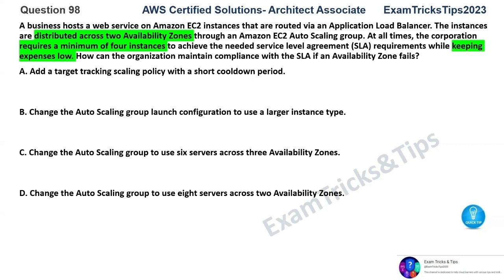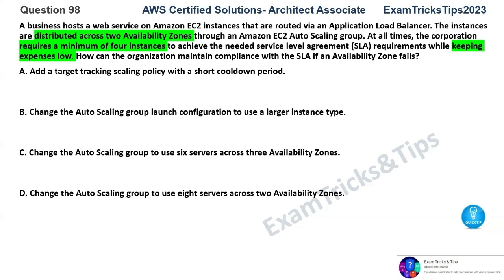And if we have to choose between these two options with the cost effectiveness aspect as well, then obviously 2 availability zones with each having 4 instances will work. So that's the answer. And you can see that answer in option D, which is an Auto Scaling group to use 8 servers across 2 availability zones, split as 4 each in each availability zone.